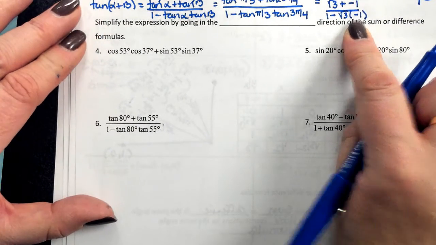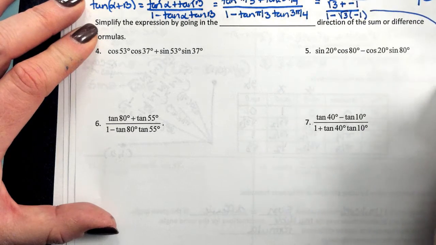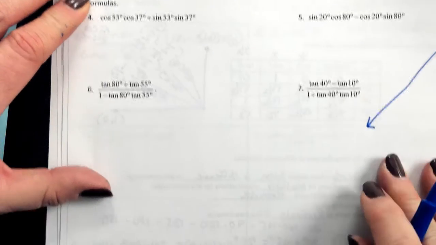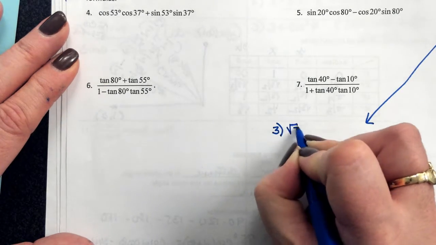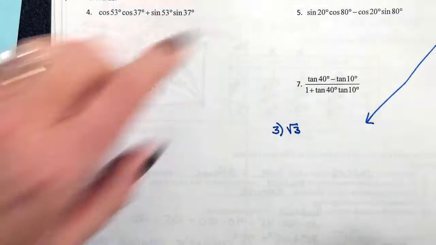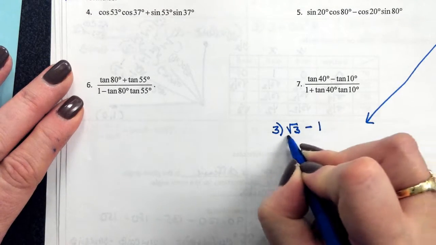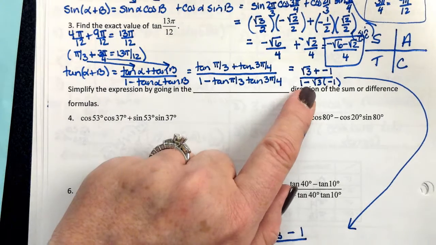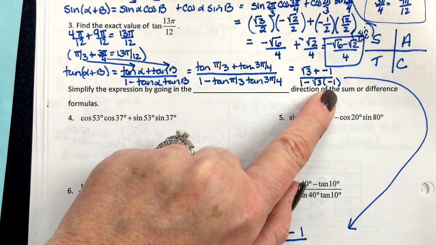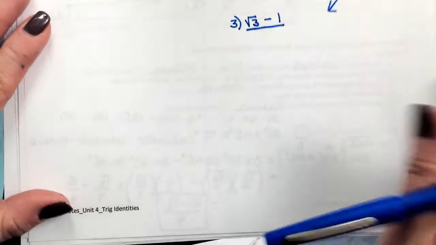What I'm going to do is I'm just going to move down here so I don't get squished. So I have, for number 3, square root 3. Remember, plus a negative 1 is equivalent to a minus 1. What happens when I have this double negative right here, negative square root 3 times negative 1? That's going to become a what? Positive.